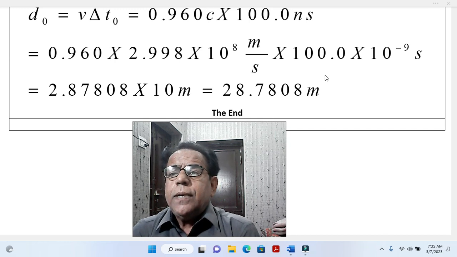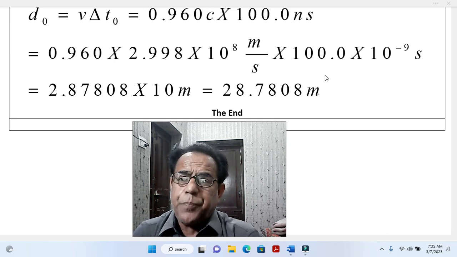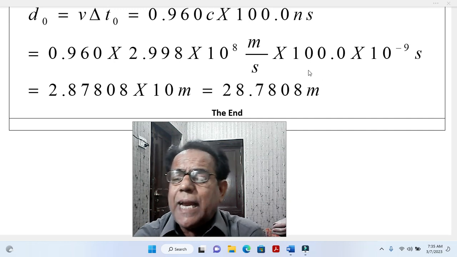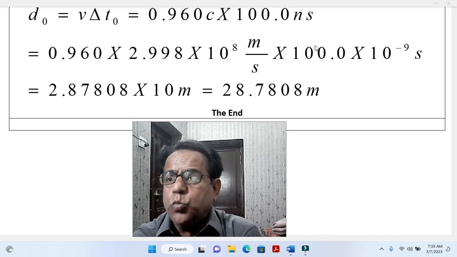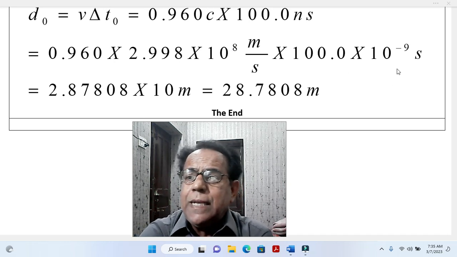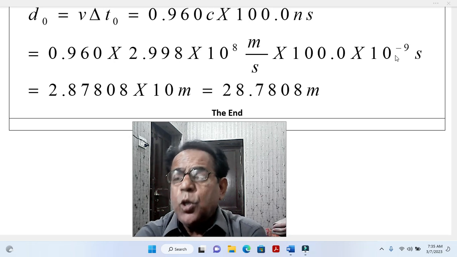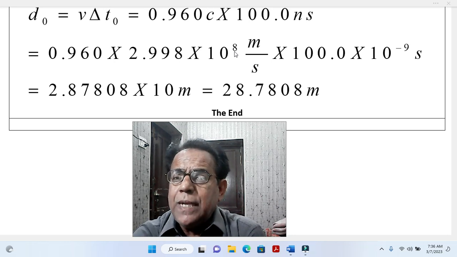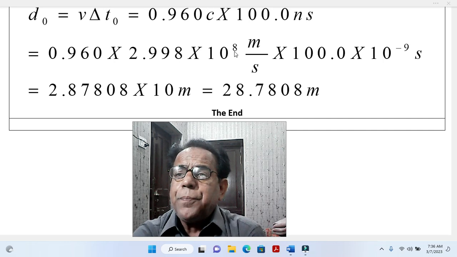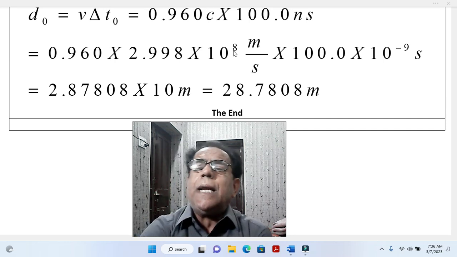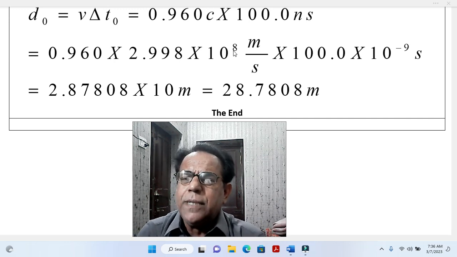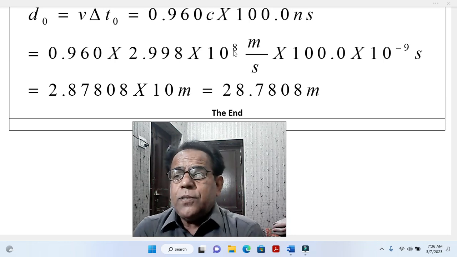Moreover, dear students, here 10 raised to the power plus 8 and this 100 can be written as 10 raised to the power plus 2. So plus 2 and plus 8 will become 10 raised to the power plus 10, while this is 10 raised to the power minus 9. So out of these two multiplying factors, 10 raised to the power 10 will prevail, but it will reduce from 10 raised to the power 10 to 10 raised to the power plus 1. Quite school level physics.